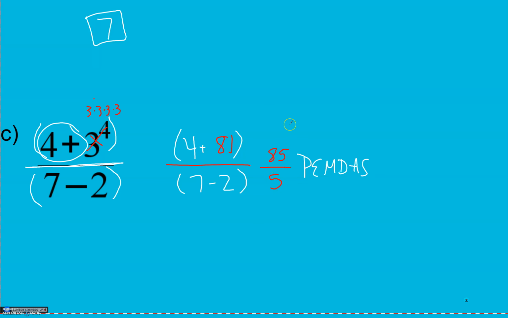Now, all I have left is one thing in my numerator, one thing in my denominator. It's like that parentheses is gone now. Exponents are gone. All we're going to do is divide what we have left and get to 17. So we have to completely simplify our numerator, completely simplify our denominator, and then we can divide.